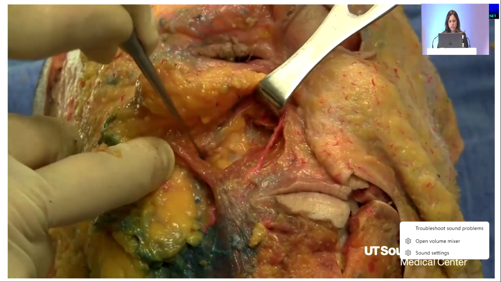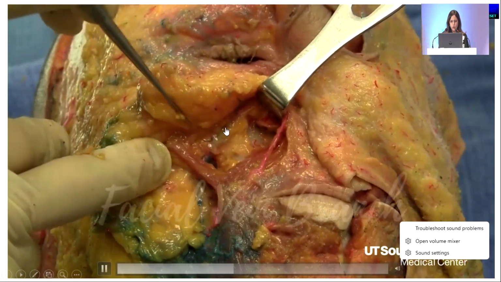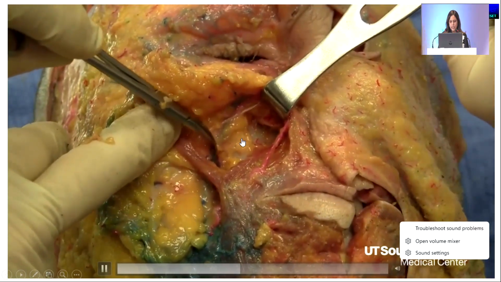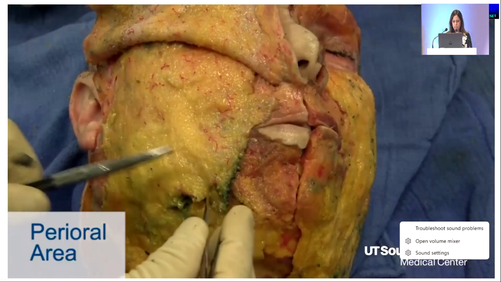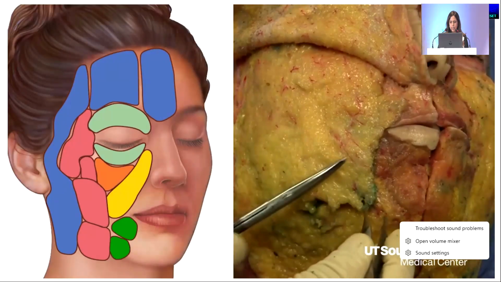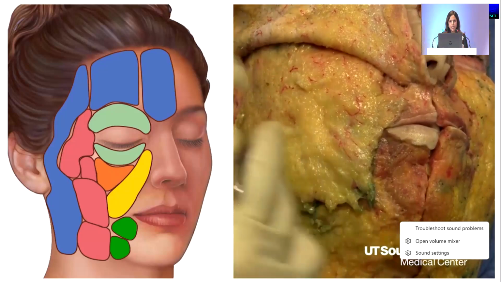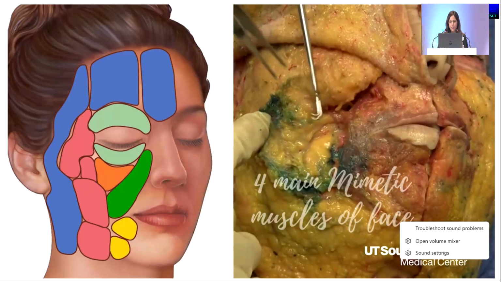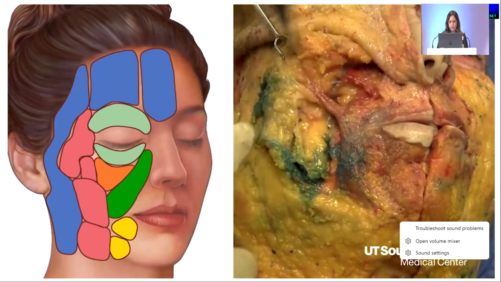The next important structure to remember here is this vein, which we can see here, the bluish vein, the facial vein branch. It is in the superficial fats. So again, injecting deep here into the deep malar fat pad helps, and obviously aspiration is the key. The important structures to be noted in the perioral area are the 4 major mimetic muscles of the face: the zygomaticus minor and major, the levator anguli oris, and the depressor anguli oris, and the relationship of DAO and DLI.